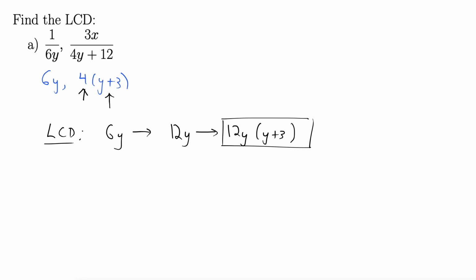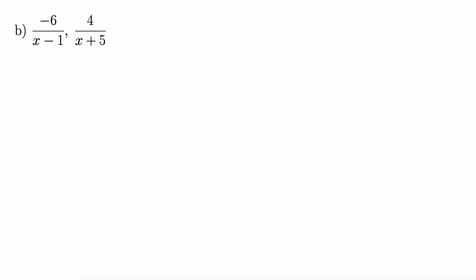Let's try another one. In this example, we have negative 6 over x minus 1 and 4 over x plus 5. We need to find the LCD. Okay, so sometimes it's not so bad.